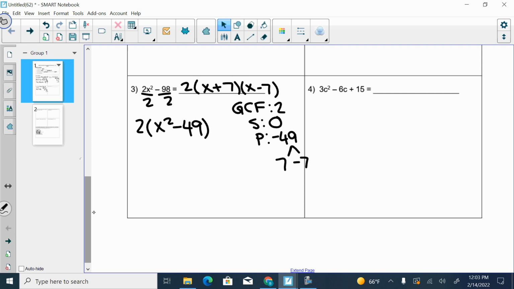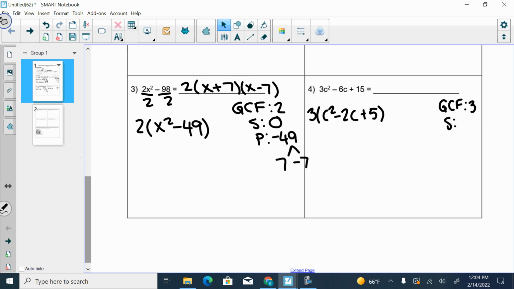Okay, what about number 4? Any GCF? 3. So I'm going to go through and divide all of those terms by 3. If I divide 3c squared by 3, what's left? c squared. Good. If we divide negative 6 by 3, what's left? And 15 divided by 3? Good.